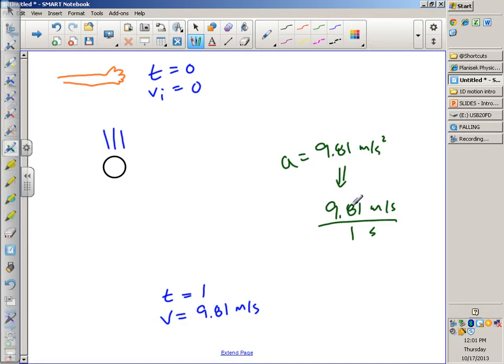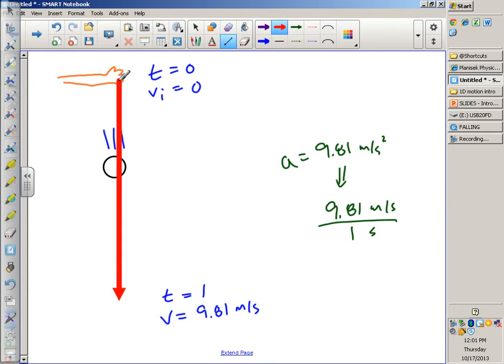On a somewhat unrelated topic, although not totally unrelated, if I measure this distance, how far it falls in 1 second, will that be 9.81 meters? Anybody else want to weigh in? In that 1 second time period, will it be 9.81 meters? Will it fall that far?